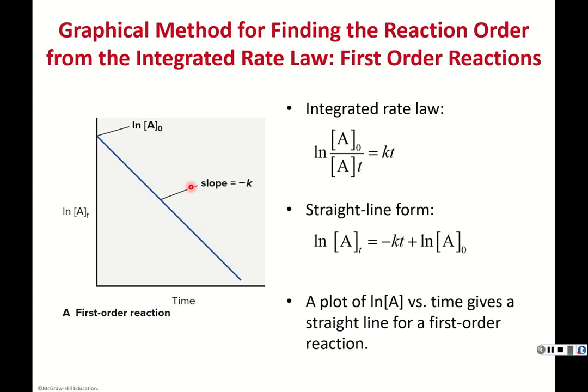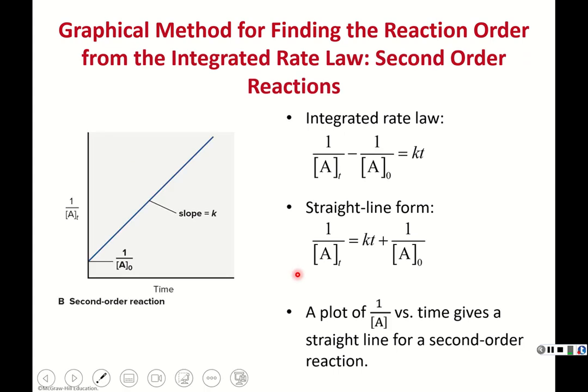Okay. And if you think about a straight line, it's y equals mx plus b. So y in this case is ln of At. m is the slope, so m here is negative k. x is t, and the intercept would be ln of A naught. So you can rearrange your integrated rate law to get a straight line form, y equals mx plus b, and there you could pull these values from a plot.